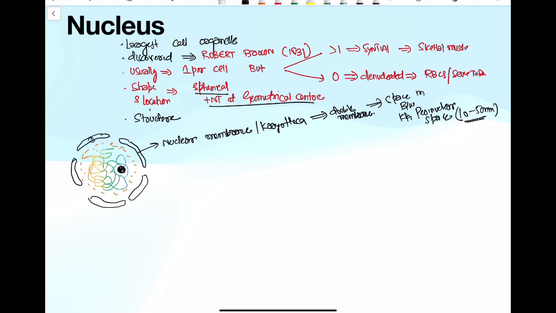You must remember this is the perinuclear space, and it also has nuclear pores, which allow transport of materials inside and outside. So I cleared all the things about the nuclear membrane. The nuclear membrane is also called the karyotheca. It's a double membrane, and the space between the two membranes is called the perinuclear space, 10 to 50 nanometers in diameter, and this membrane also has nuclear pores which allow the transport of materials. Then there is the nucleoplasm.